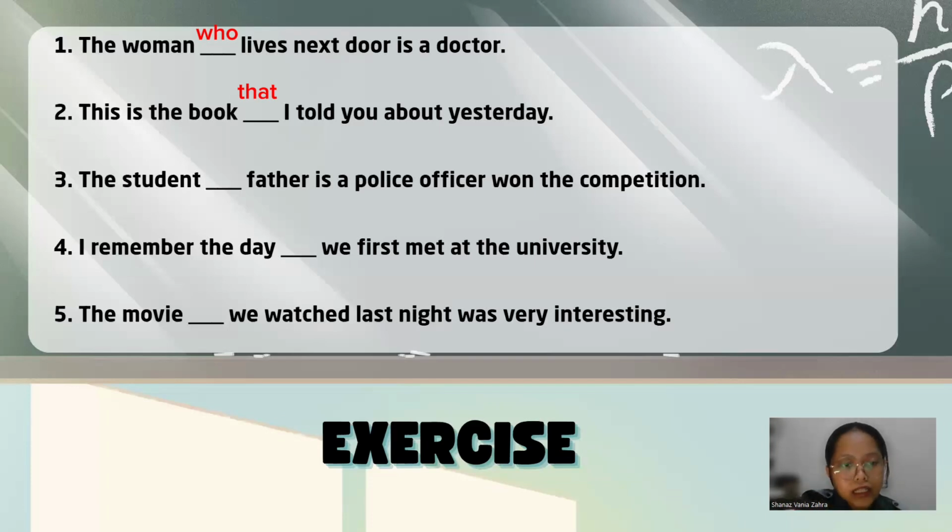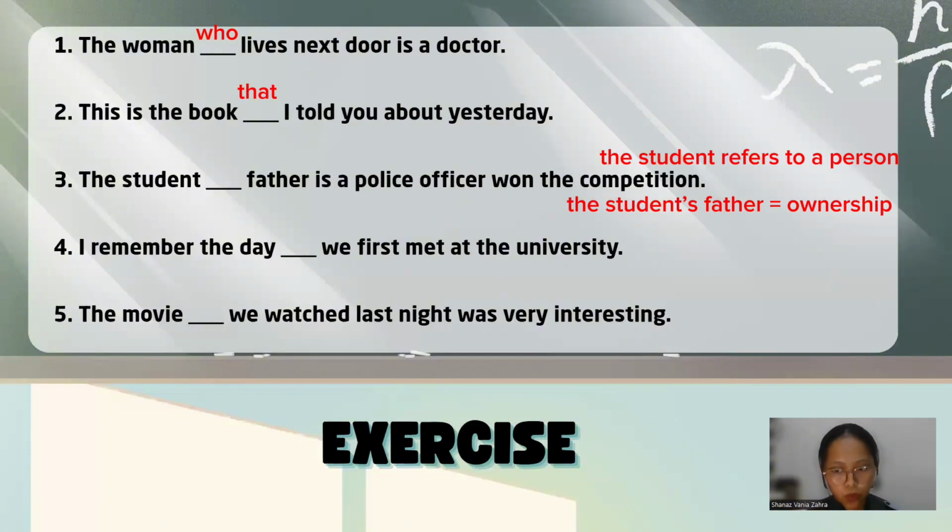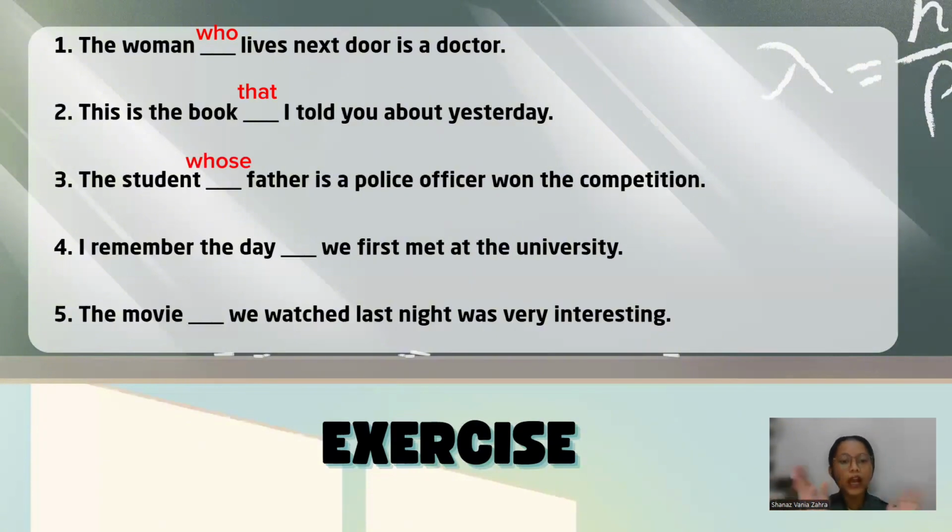Number three, the student blank father is a police officer won the competition. Okay. The noun the student refers to a person, and the clause shows ownership. We are talking about the student's father, so we need a connector that shows possession. The correct connector for possession is whose. So the correct sentence: the student whose father is a police officer won the competition. So remember, whose must be followed by a noun, not a pronoun.